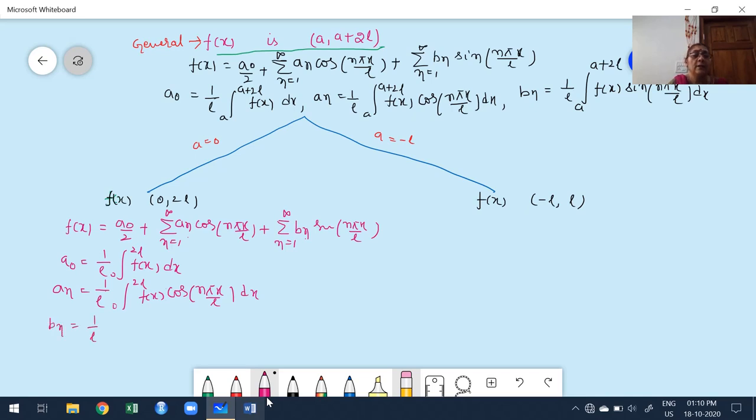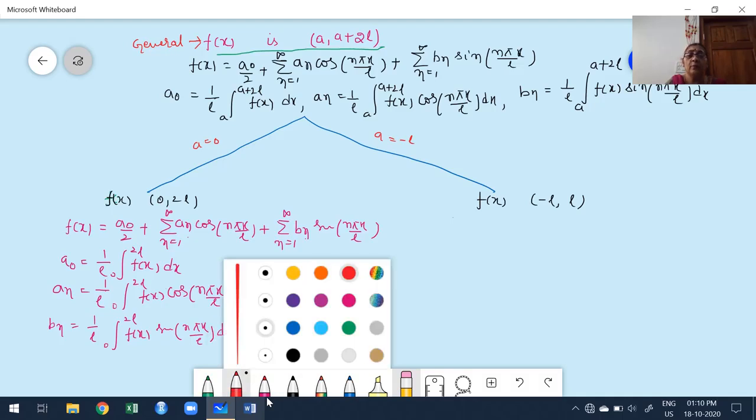1 by L, 0 to 2L, f of x sin of n pi x by L with respect to x. Okay. Now, suppose a is equal to minus L. How do we construct the Fourier series for this function? Let me put a bifurcation line for this.